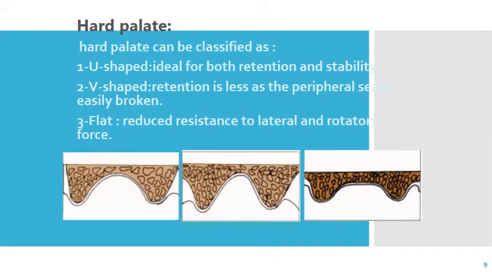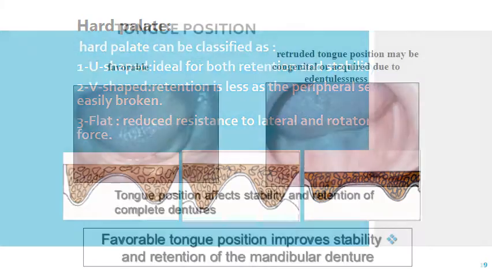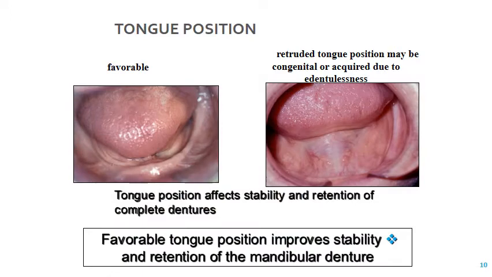The hard palate can be classified into U-shape, which is ideal for retention and stability, V-shape, in which the retention is less as the peripheral seal is broken, and flat, in which there is a reduced resistance to lateral and rotary force. For the tongue, we have either a favorable position of the tongue or a retruded tongue position. The retruded tongue position may be congenital or acquired due to edentulousness. Tongue position affects stability and retention of the complete denture, and a favorable tongue position improves stability and retention of the mandibular denture.